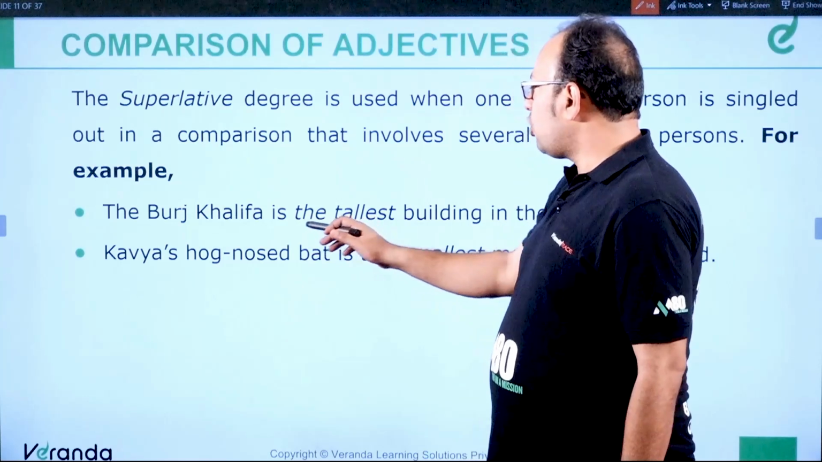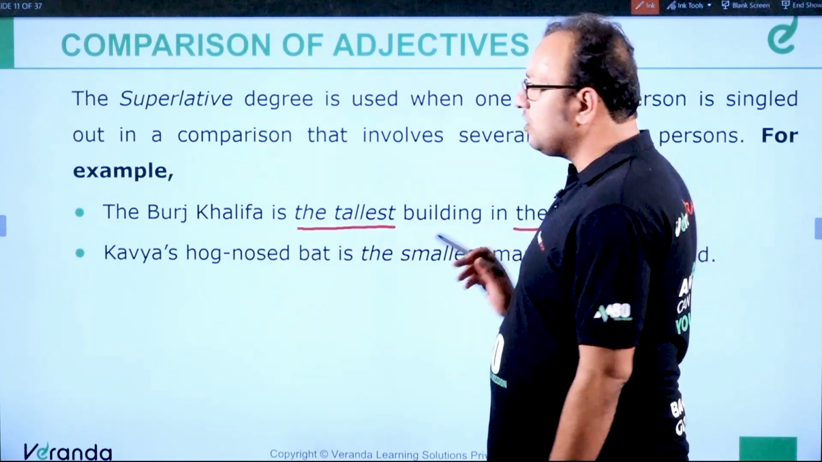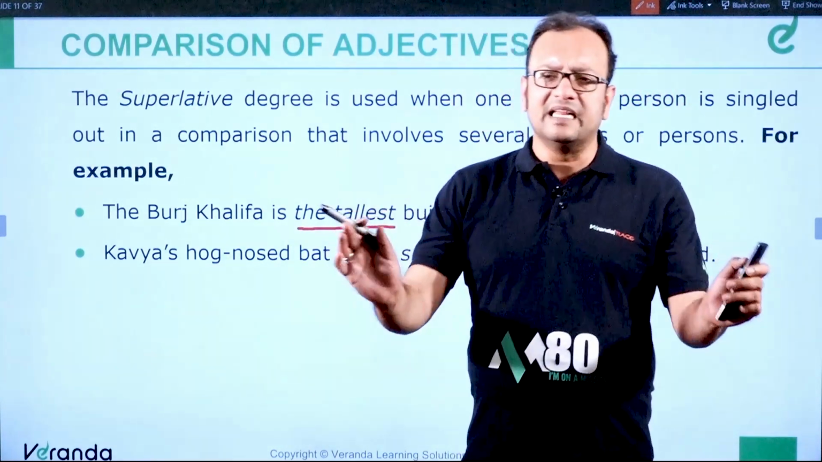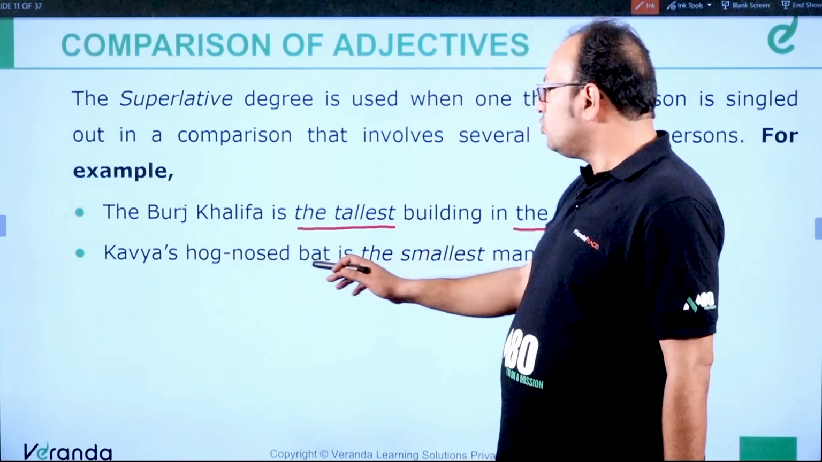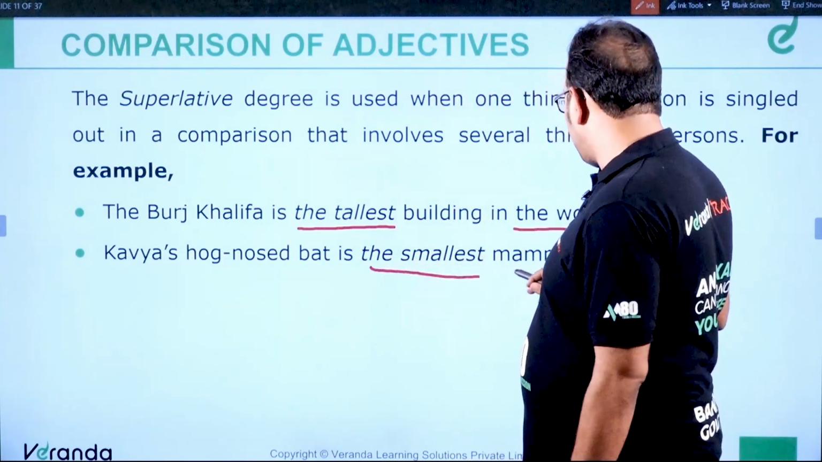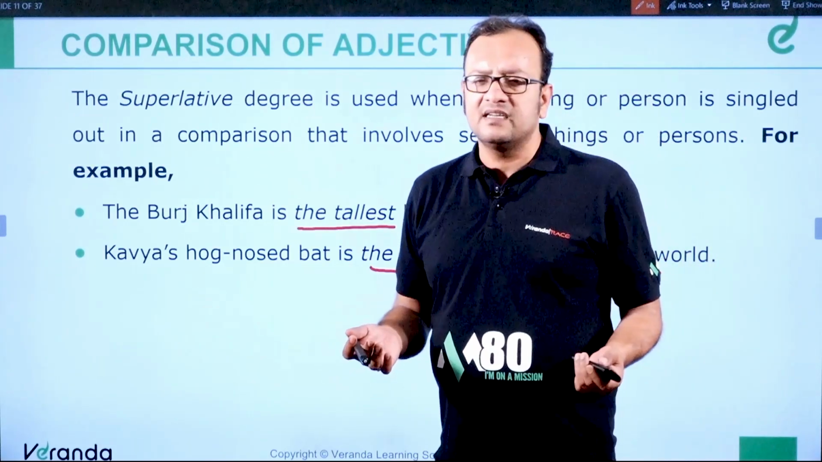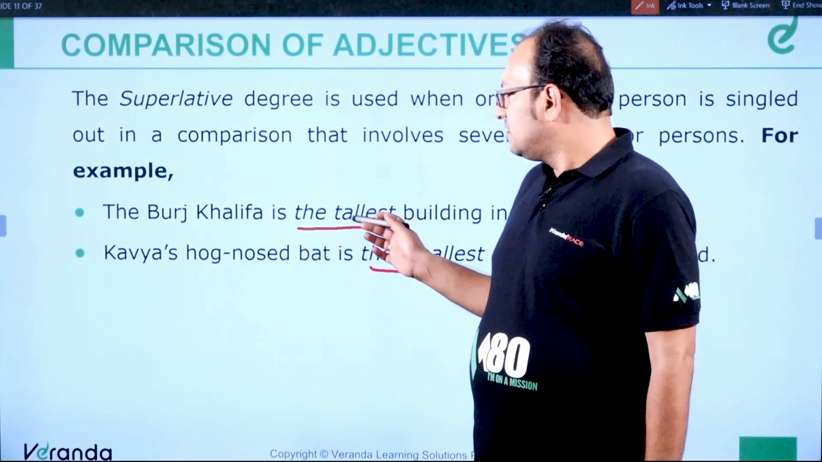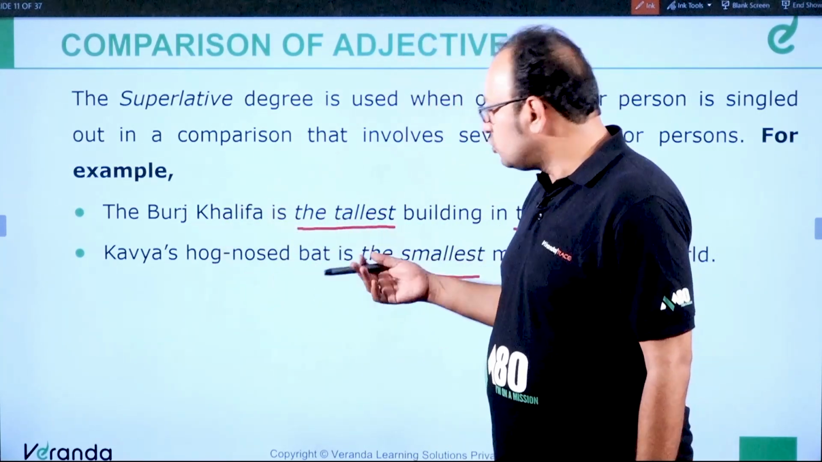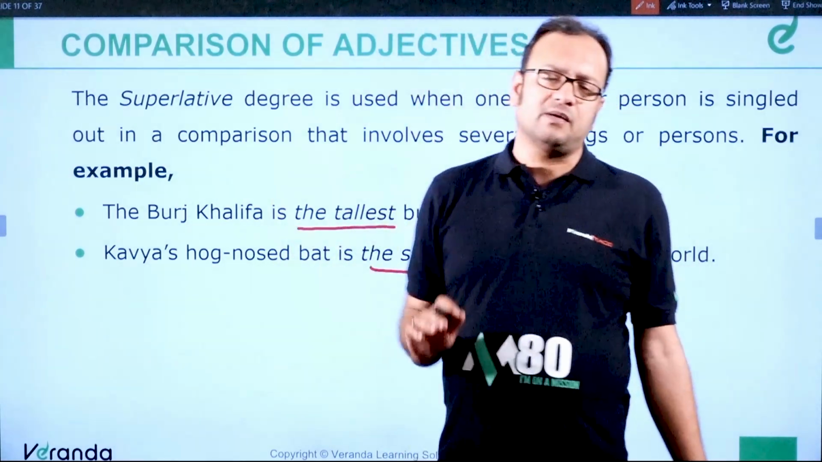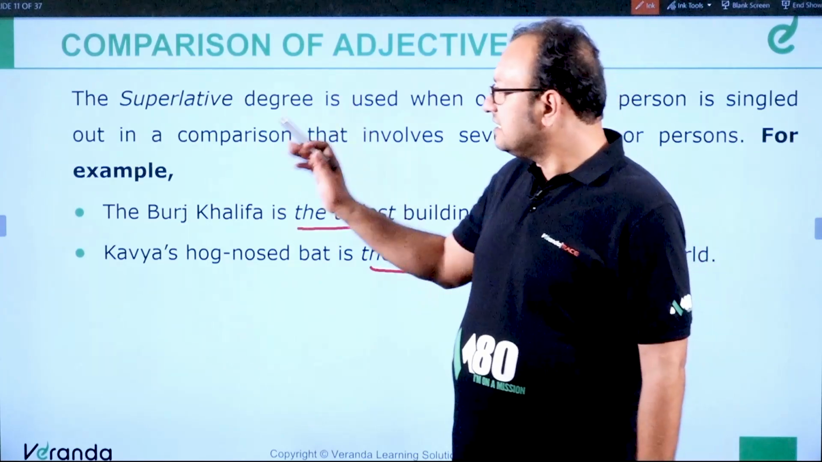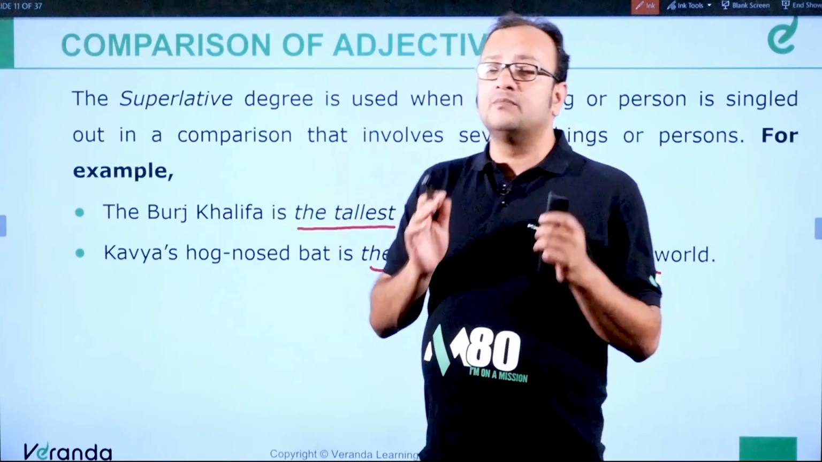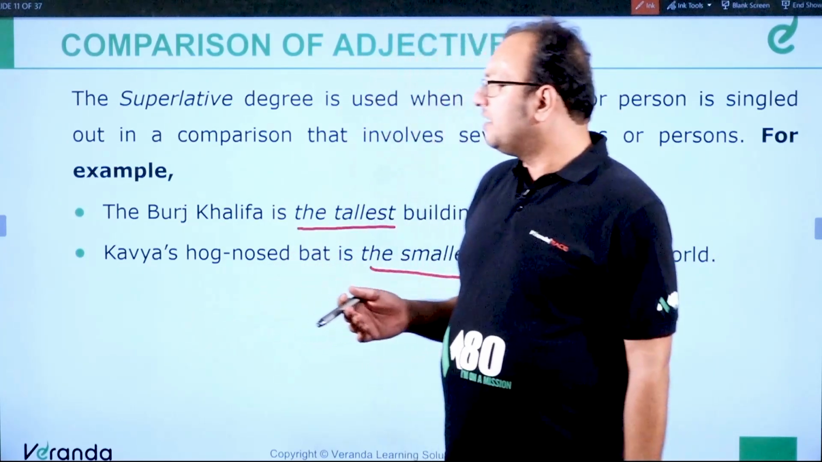The Burj Khalifa is the tallest building in the world. So when we say the tallest, it means we are still keeping Burj Khalifa among the other buildings. Kavya's hog-nosed bat is the smallest mammal in the world. So this way, Burj Khalifa or Kavya's hog-nosed bat are very much a part of the group which we are talking about. So it singles out in a comparison that involves several things or persons, not two but more than two.